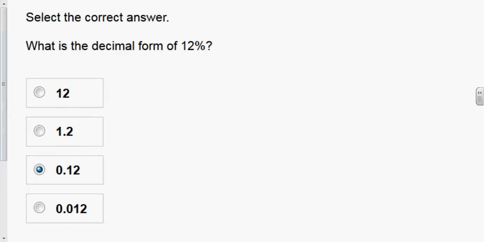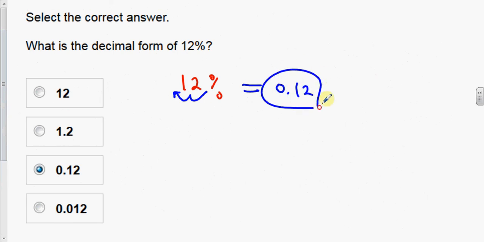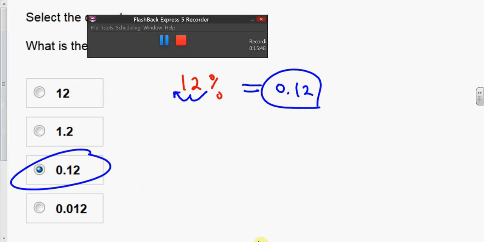What is the decimal form of 12%? Again, we move the decimal place 2 places over to the left, and that gives us 0.12. You got it? Okay, good. Thank you.